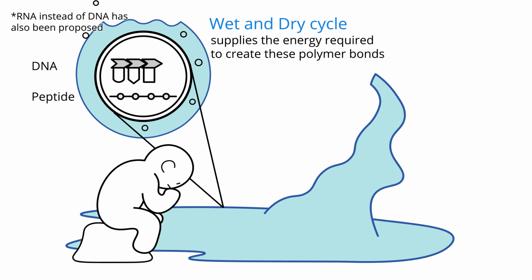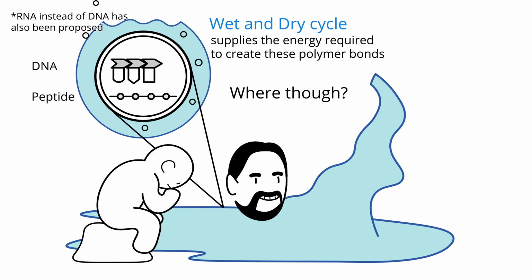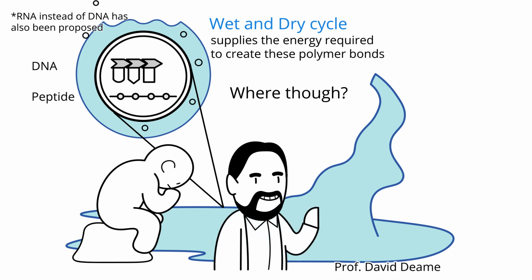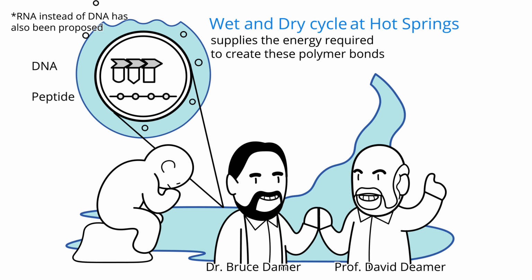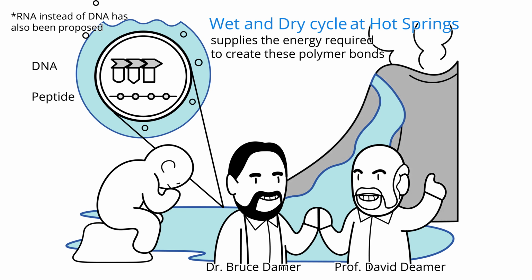The question, though, is where on Earth can we get naturally occurring wet and dry cycles to happen? This is where researchers, Professor Dave Deamer and Dr. Bruce Damer, from the University of California at Santa Cruz, proposed that hot springs, prevalent on Earth some 4 billion years ago during what's known as the Hadean Eon, is where the earliest forms of life developed.